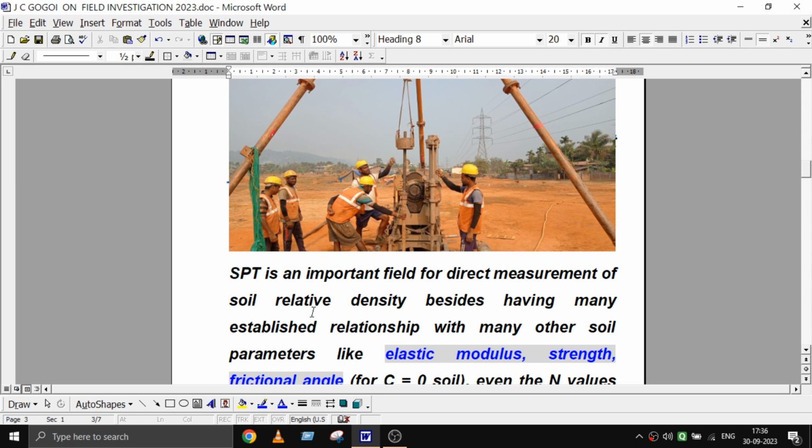And like this, another field test is the in situ vane shear test. It is conducted in soft clay soil having N value less than 5. What shall be our practical use? At such depth, I cannot go for any foundation. In clay soil with N value less than 5, I cannot go for any foundation.